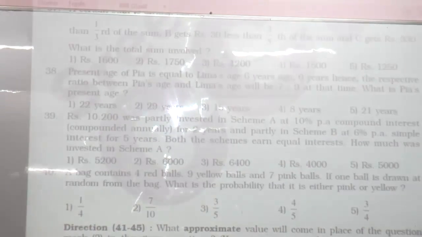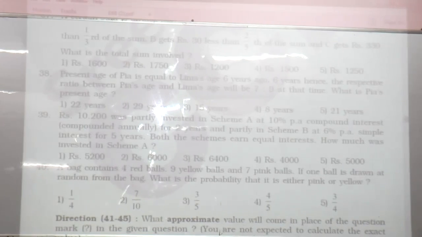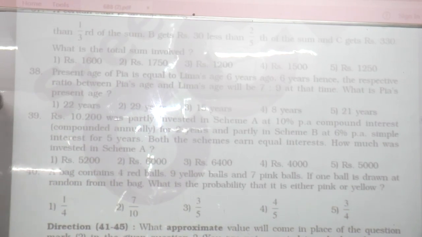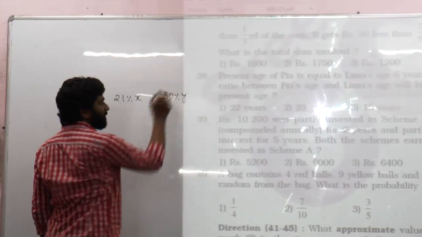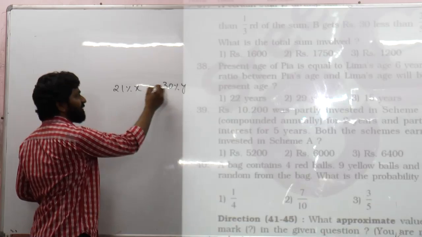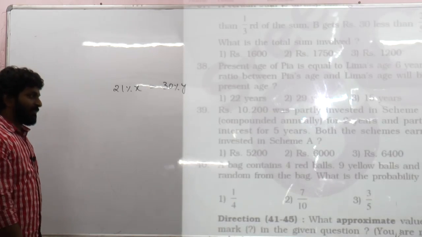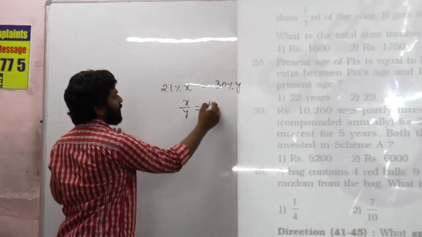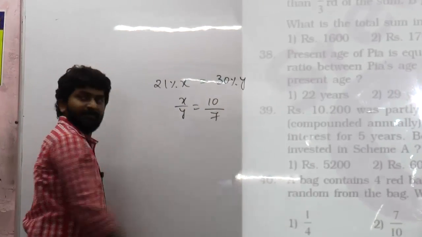And partly in scheme B at 6% per annum simple interest for 5 years. At the rate of 6% per annum for 5 years you will get 30% interest on the second part. So 30% of Y. Both the schemes earn equal interest, so these two are the same. How much was invested in scheme A? From this I can say X by Y is equal to 10 by 7.